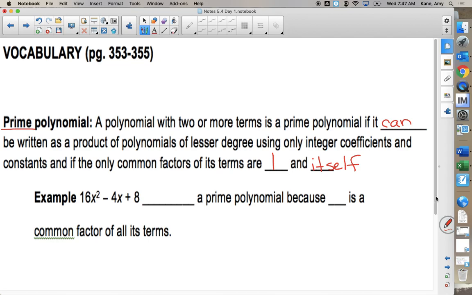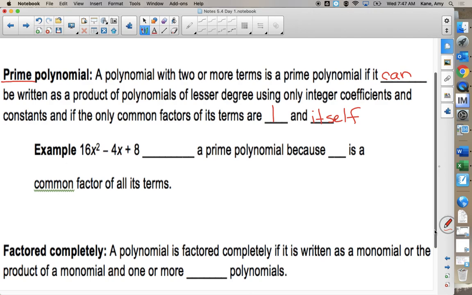So if you look at the example that's underneath here to try and make a little more sense, we have 16x to the 4th minus 4x plus 8. Can you do anything with that polynomial or trinomial in order to break it down any further? Josh? Right, we can take out a 4. So if you take out a 4, that means you're doing something to break it down. There's still more to do with the problem.